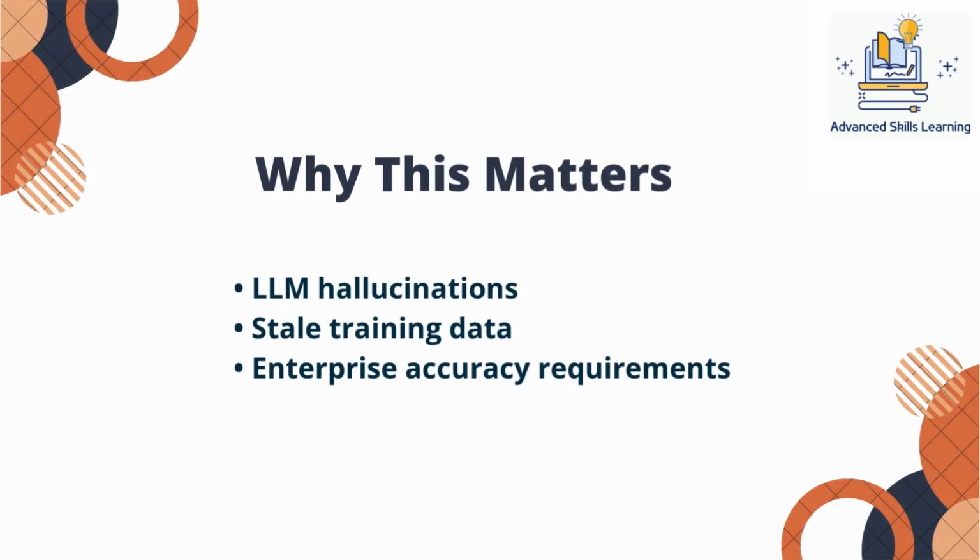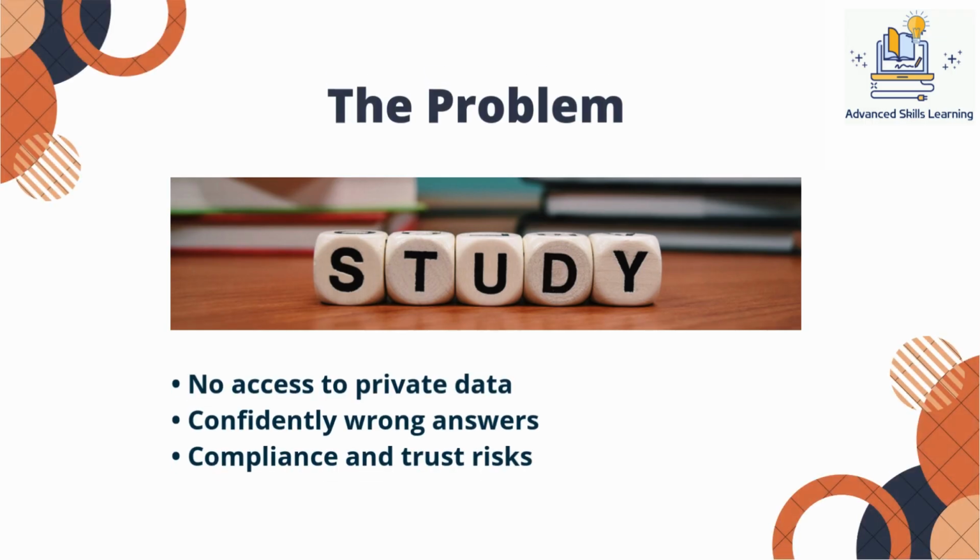As organizations adopt generative AI, accuracy becomes critical. Large language models are trained on public data that is frozen at a point in time. They do not automatically know your company policies, internal documents, product manuals, or customer records. When a model is asked a question outside its training data, it may generate an answer that sounds confident but is completely incorrect. In enterprise systems, this creates serious risks related to trust, compliance, and decision-making. This is exactly the problem that Retrieval Augmented Generation is designed to solve.